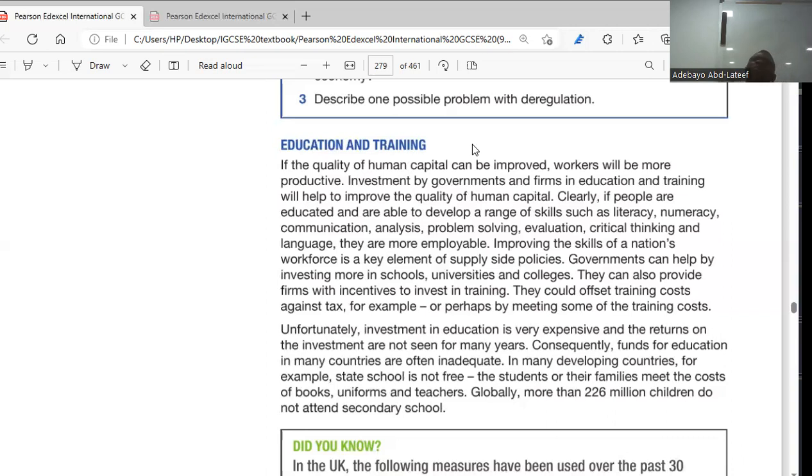Contribute. They'll be able to contribute their own quota into the economy. Do you get it? Because now they have this ability. When you don't have, you can't give. But what you have, you'll be able to give out. Yes or no? So with more skills, with more knowledge, with more technical know-how, you'll be able to contribute to the economy. So that's why government will always want to try and ensure that there's improvement in training and education.